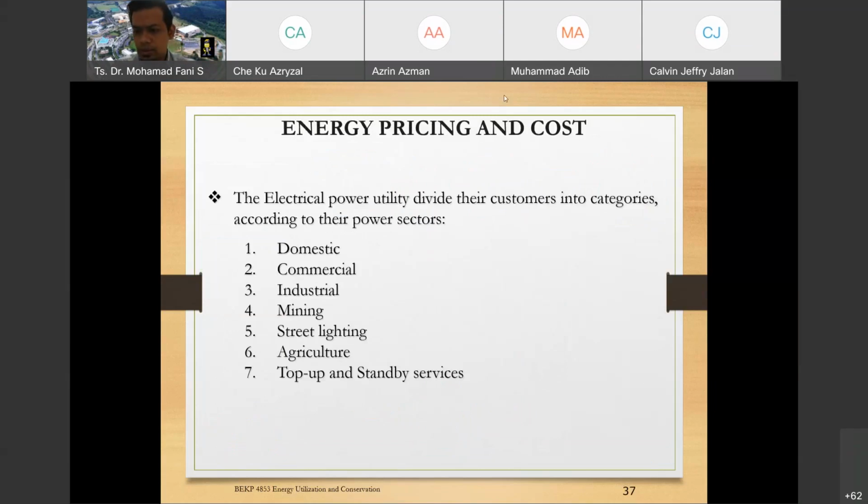Oh, kurang ni. 66%. 66. Ramai tak masuk lagi ni.